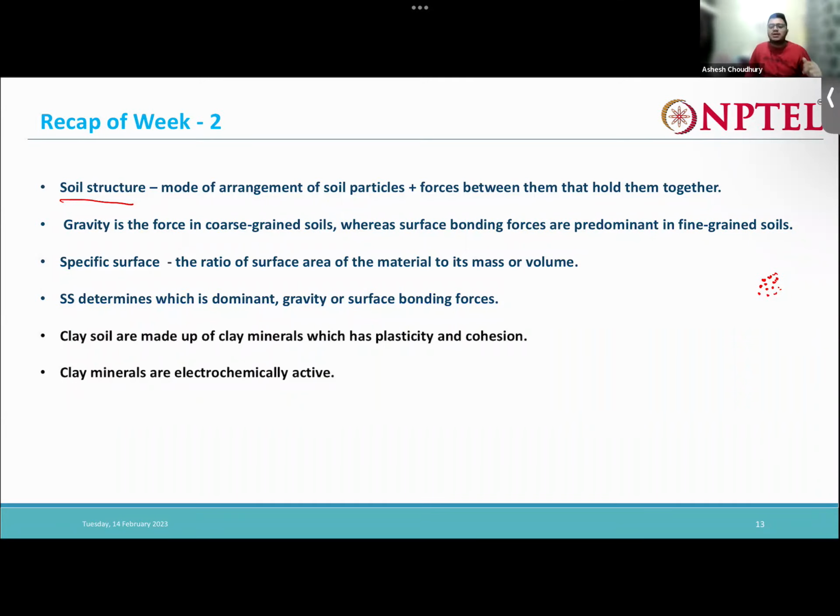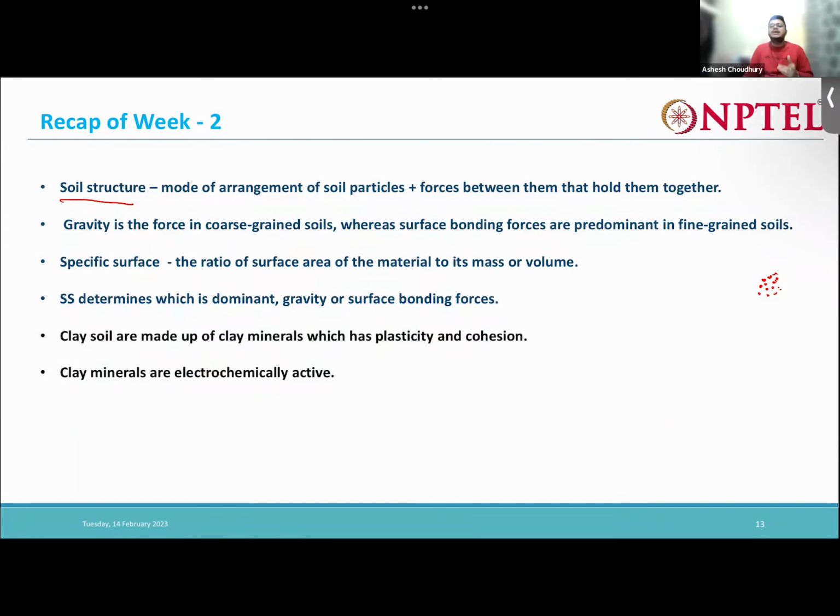Now, coarse grained soil, what is the main force that holds them together? Because it is coarse, because the particle size is high, it's big. So the main force that is coming into play here is our force of gravity. Okay, so gravity is the force that holds the particles together in case of coarse grained soil.